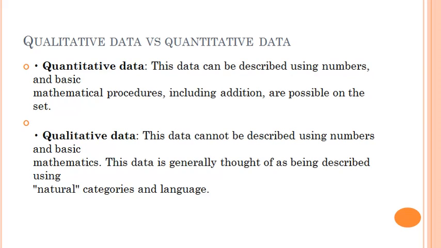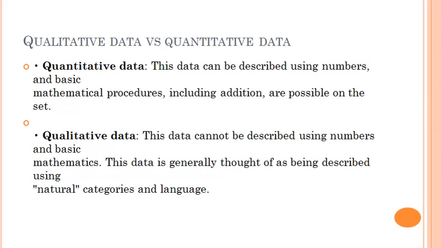On the other hand, the qualitative data, this data cannot be described using numbers and using basic mathematical operations. This data is generally thought of as being described using natural categories and languages, right? So the two definitions basically define a very straight line between the two types of data. One is the quantitative data and the other is the qualitative data.